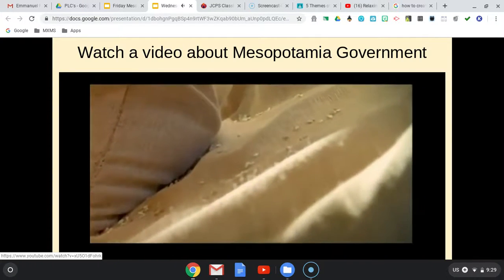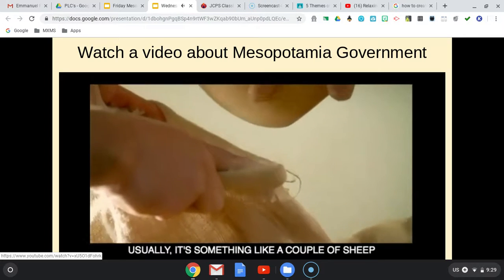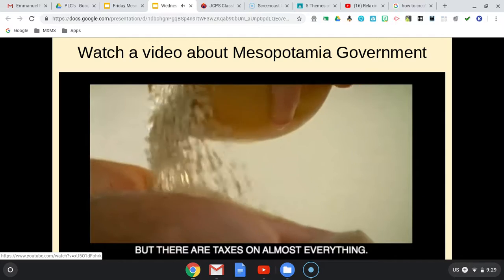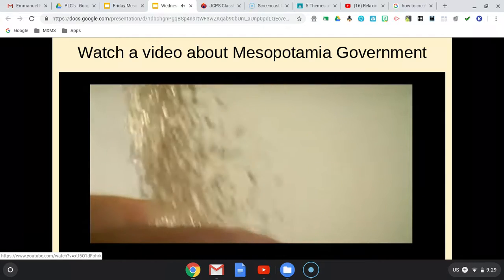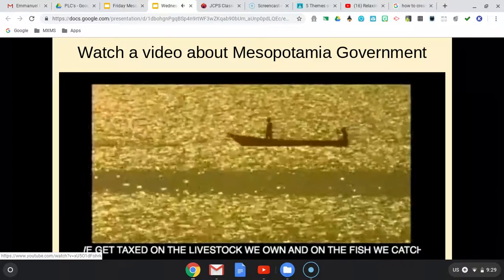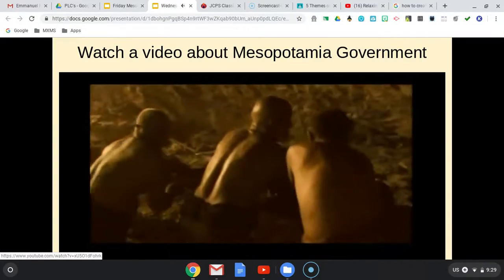To support the king and the priests, our people pay taxes throughout the year. Usually it's something like a couple of sheep or bags of grain. But there are taxes on almost everything. We get taxed on the livestock we own and on the fish we catch. We even get taxed on our funerals.